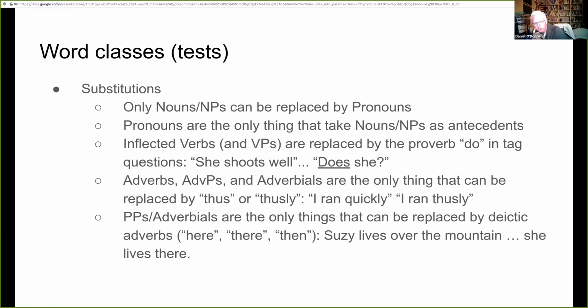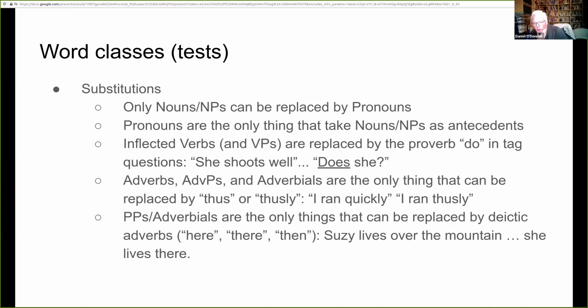Inflected verbs and verb phrases can be replaced by what is known as the proverb do. A really good way of doing that is, if somebody says a sentence, just ask them if it's true, basically. She shoots well. Does she? She is the subject, and it appears in both cases. Do is a lexically empty, semantically empty verb that is only replacing the verb phrase. And so that tells you that shoots well is the verb phrase. Adverbs, adverb phrases, adverbials are the only thing that can be replaced by thus or thusly. I ran quickly, I ran thus, I ran thusly.